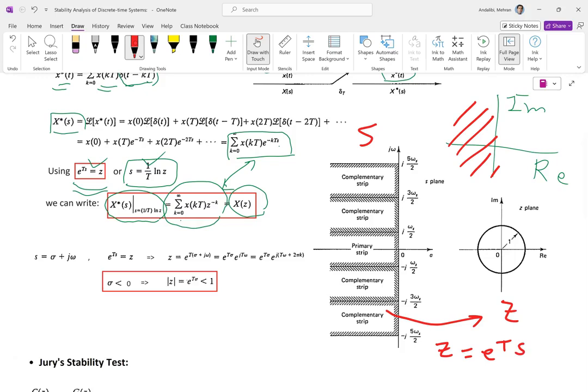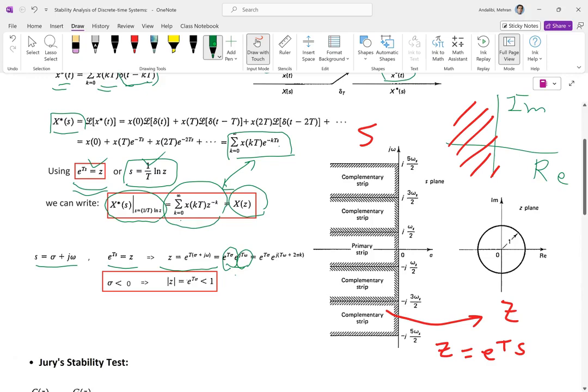What we need to do is consider s to be an arbitrary complex number like sigma plus j omega, and plug it into this formula, z equals e to the Ts, so z becomes e to the T times sigma plus j omega. If you separate it, it becomes e to the T sigma times e to the T j omega. This portion has a magnitude of 1, so the magnitude of z is actually e to the T sigma.